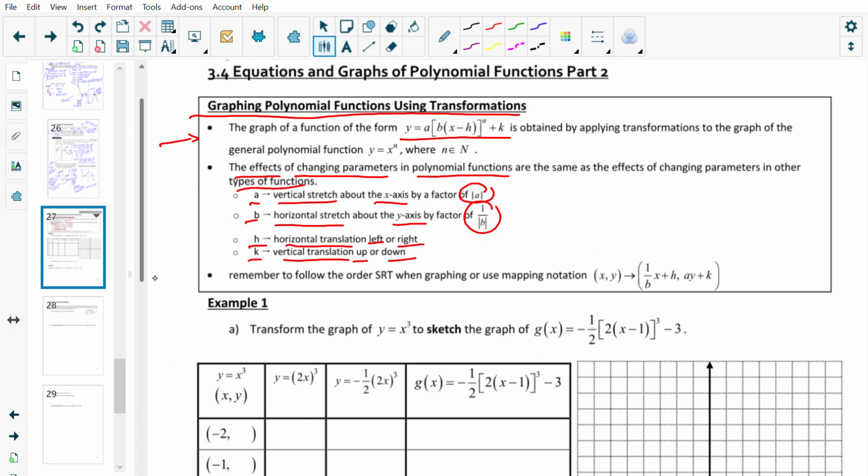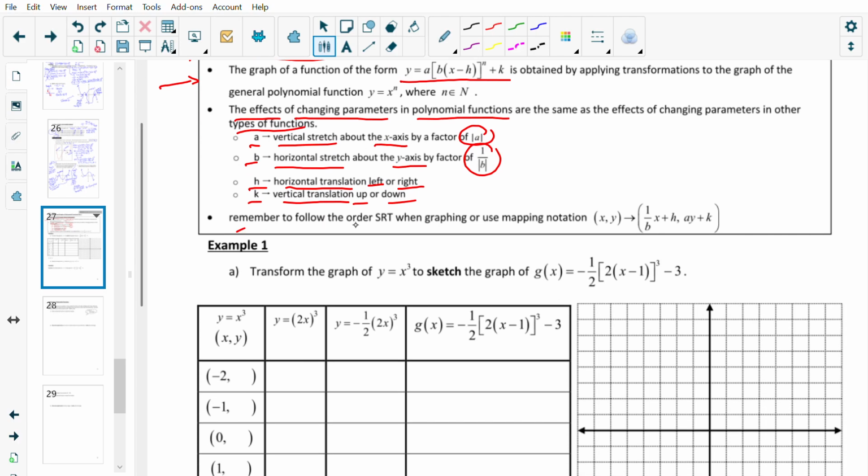Okay, so remember to follow the SRT: stretches, reflections, then translate. So when you're doing these analyses, unless told otherwise, do the transformations in that order when you're applying transformations. Okay, and then let's recall how to do mapping notation.